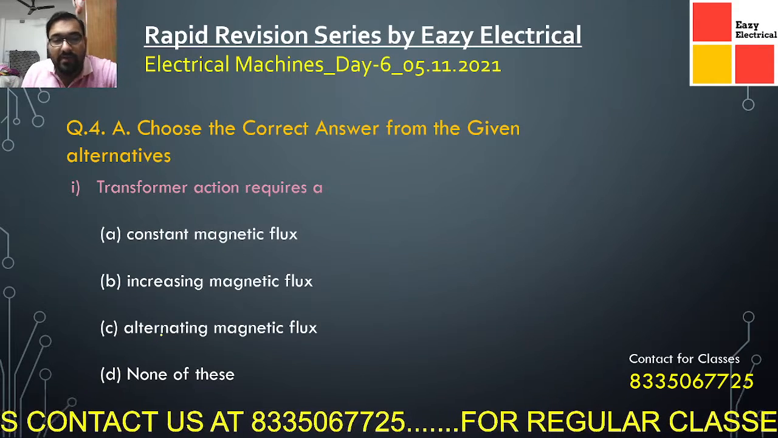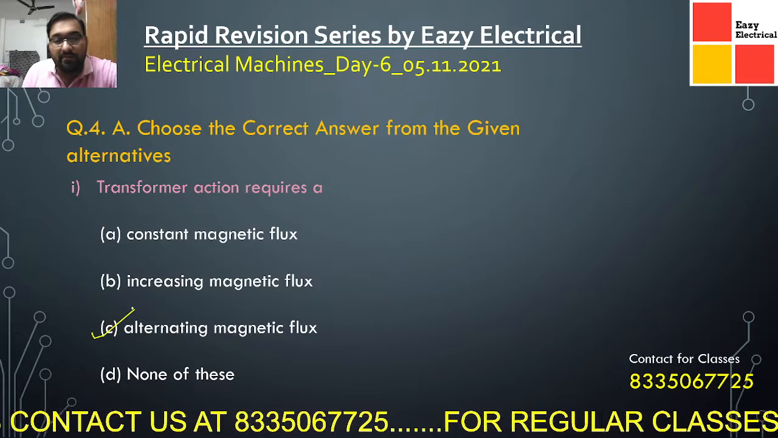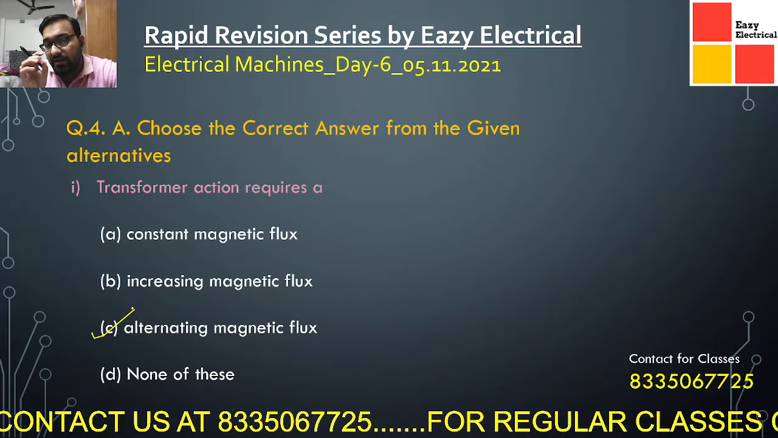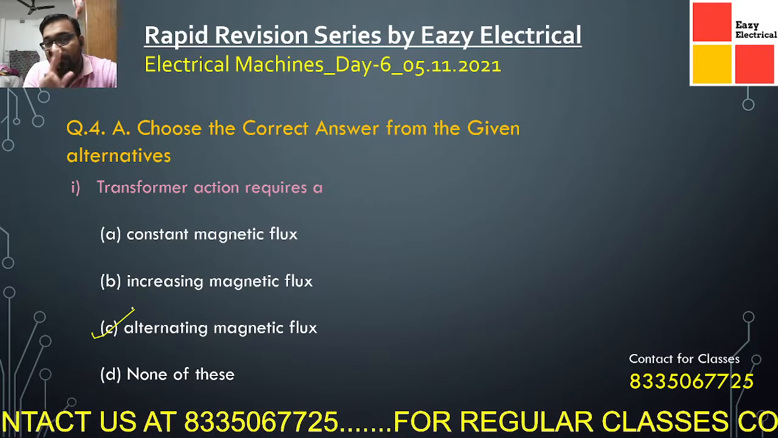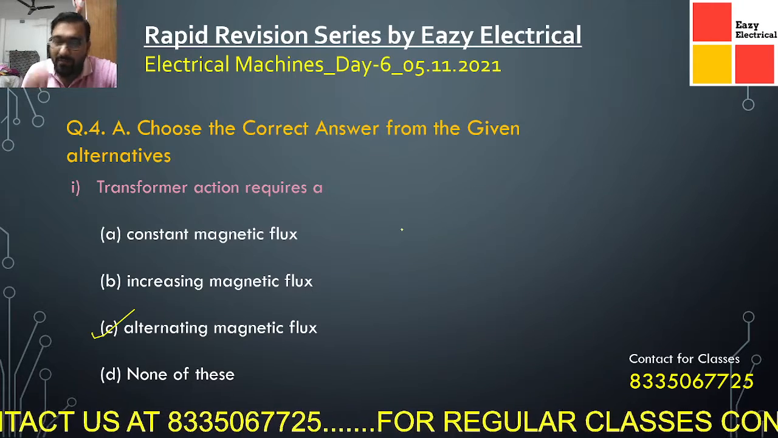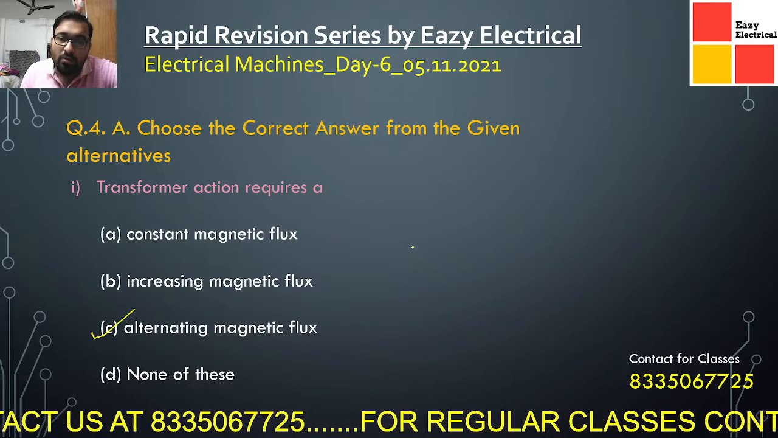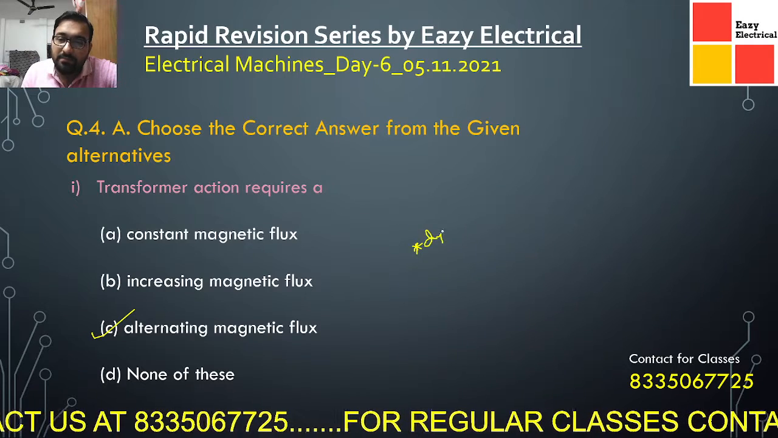Transformer action requires alternating magnetic flux. Okay, so induction of voltage from one coil to another coil can be done in two ways. One is called a dynamically induced EMF.